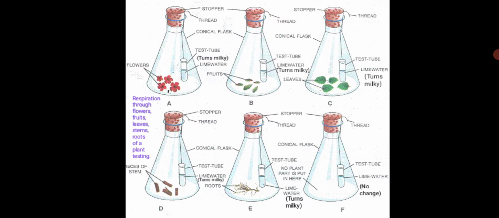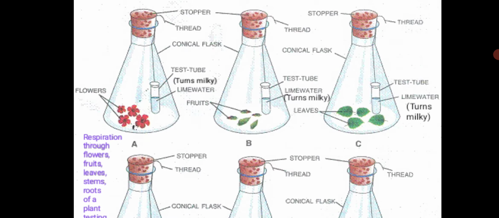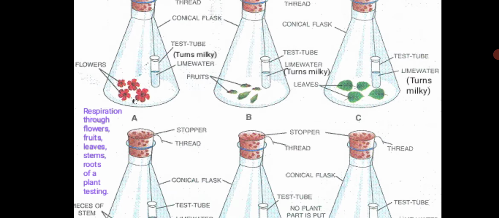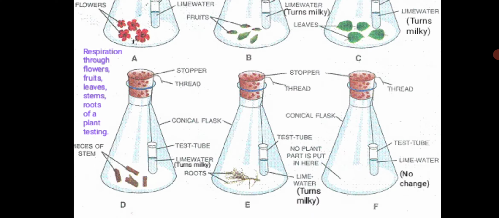Let's see once. Here we did not take the test tube outside of the conical flask; we inserted it inside only. See, we have taken flowers. When we see the lime water here, it turns milky. And when we take fruits, here also the lime water turns milky due to production of carbon dioxide. And when we take leaves also, respiration takes place through stomata, so lime water turns milky. Even in stems, lenticels are there, so here also lime water turns milky due to production of carbon dioxide.